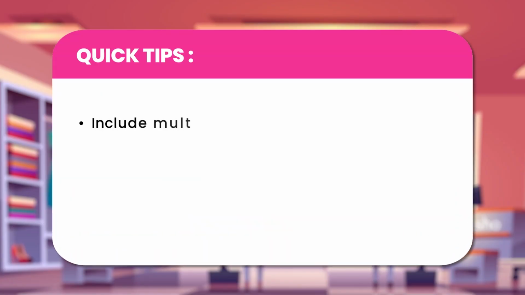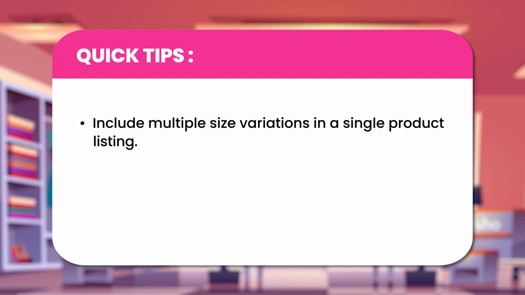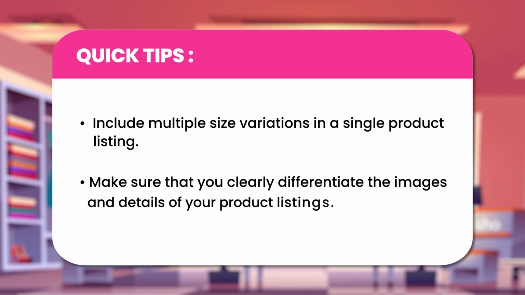Some quick tips: include multiple size variations in a single product listing. Make sure that you clearly differentiate the images and details of your product listings.